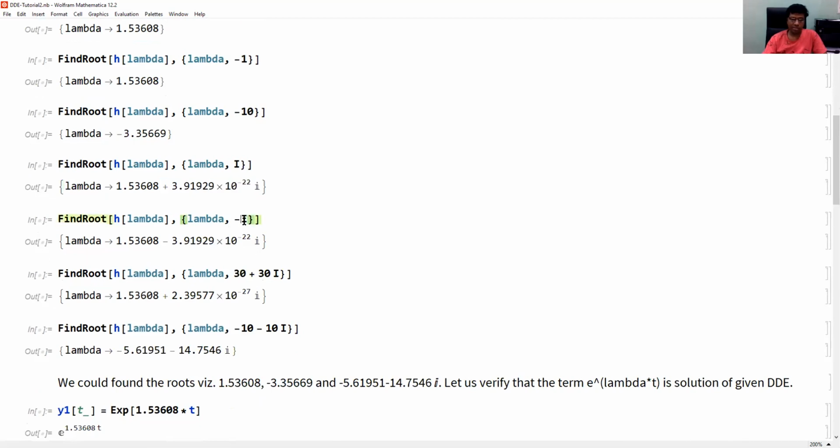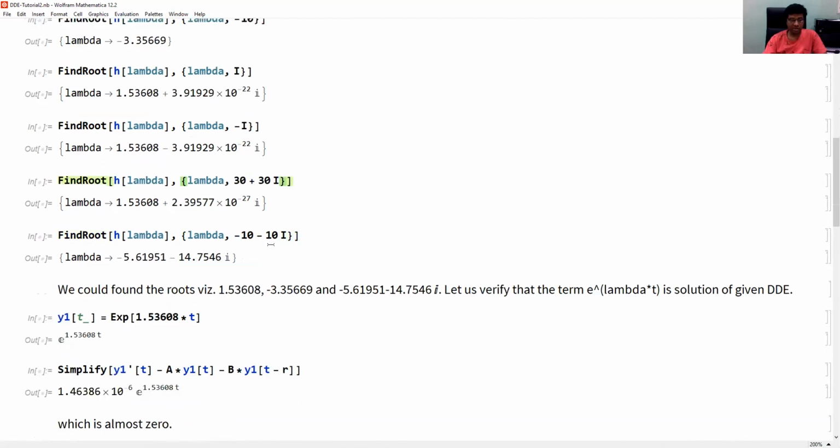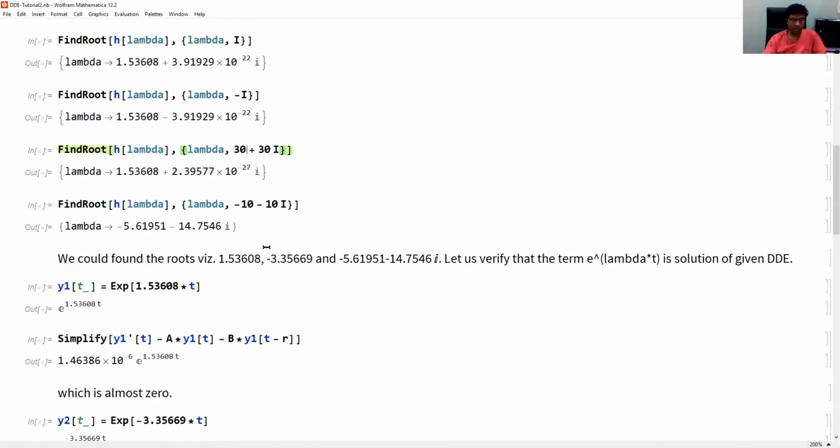Similarly we can ask in the neighborhood of -i. It is the same. Then 30 plus 30i, no change. If we put -10 -10i, then we get -5.6195 minus 14.7546i. So this is the third solution. We can use such trial and error and get different solutions. At present we have these three solutions. Two are real, one a positive real number and the other a negative real number, and the third is a complex number.